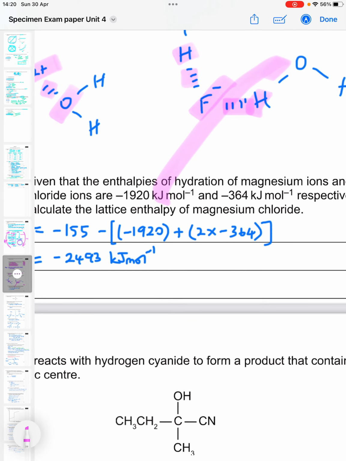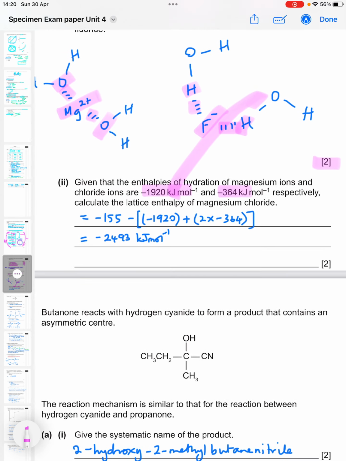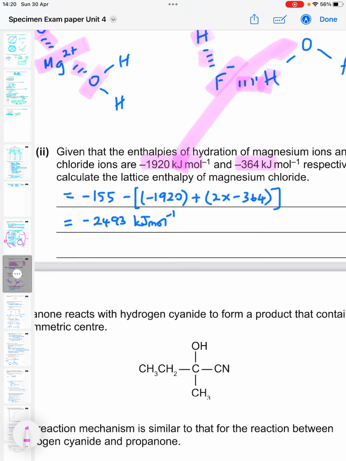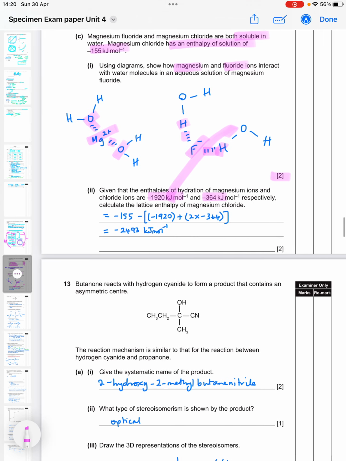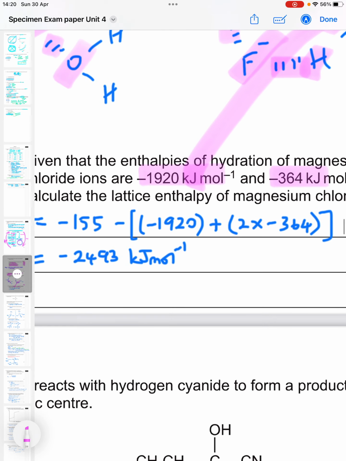So given that the enthalpies of hydration of magnesium ions and chloride ions are minus 1920 and minus 364 kilojoules per mole respectively, calculate the lattice enthalpy of magnesium chloride. So at the top here, part C, it gives you the value of minus 155 for the enthalpy of solution. So then we're just taking away those other values.